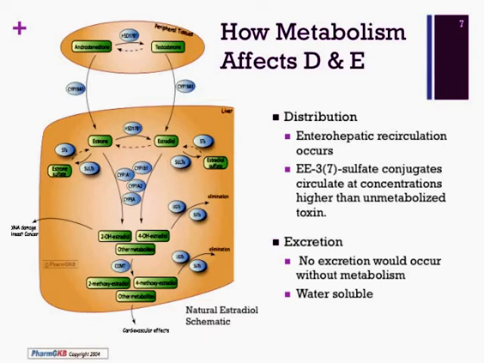Metabolism affects the distribution as a result of a conjugate pathway. As previously explained, metabolites that are conjugated with sulfate conjugation are recirculated through enterohepatic recirculation at a higher concentration than the first pass to the liver. This recirculation would not occur if they had not been conjugated.